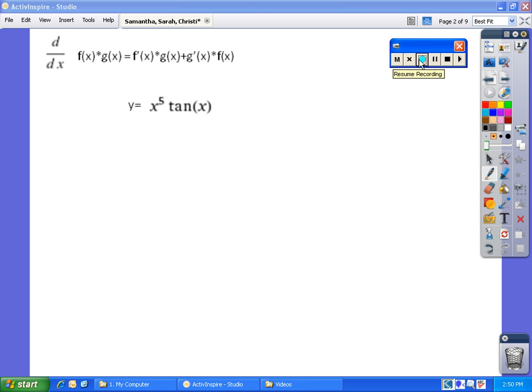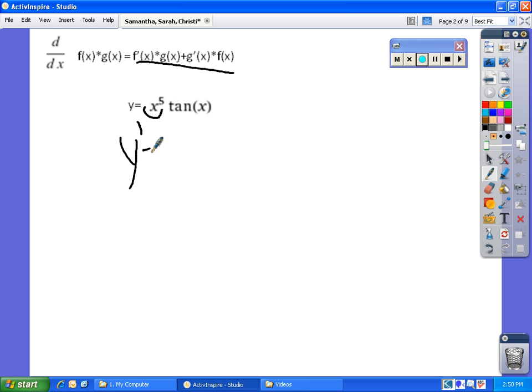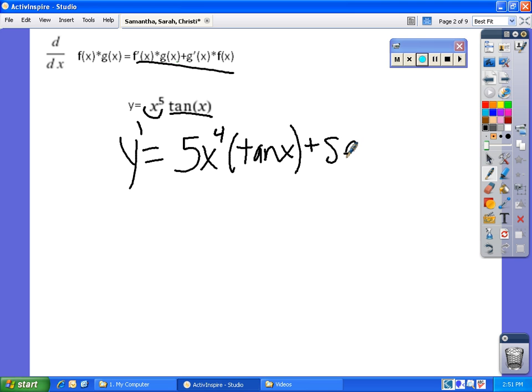Hey guys, so we're going to do the product rule now, which is right here for you. So for the derivative, we take the derivative of the first part, which is x to the 5th. So you have 5x to the 4th, and then you just bring down your tangent of x. And then you're going to add that to the derivative of the second part, which is right here. So derivative of tangent of x is secant squared x, and then you're going to bring down your x to the 5th. And you can't simplify this, so that's your answer.